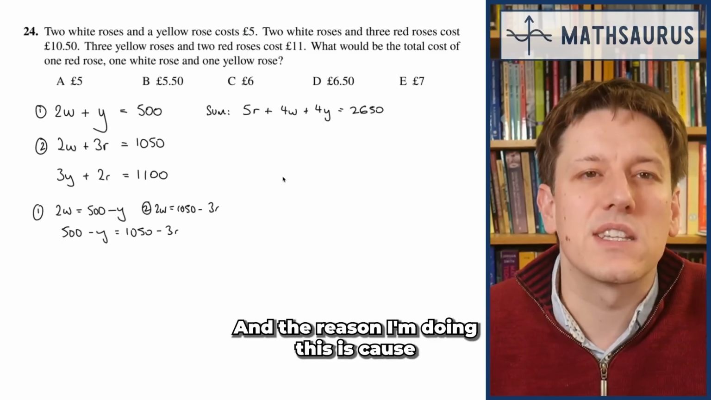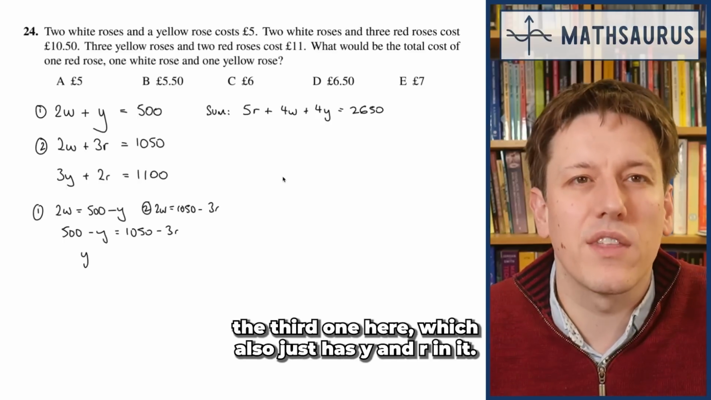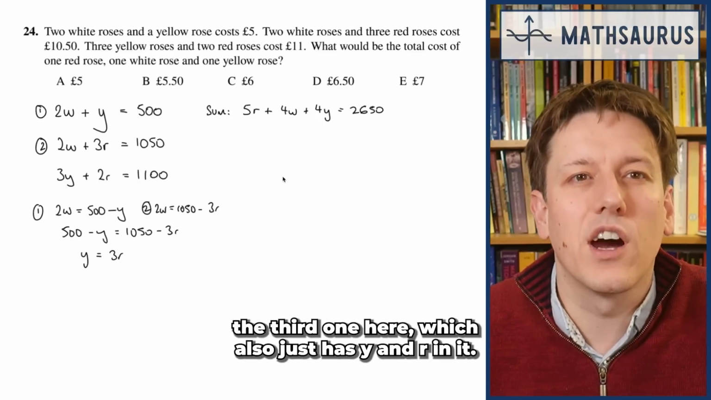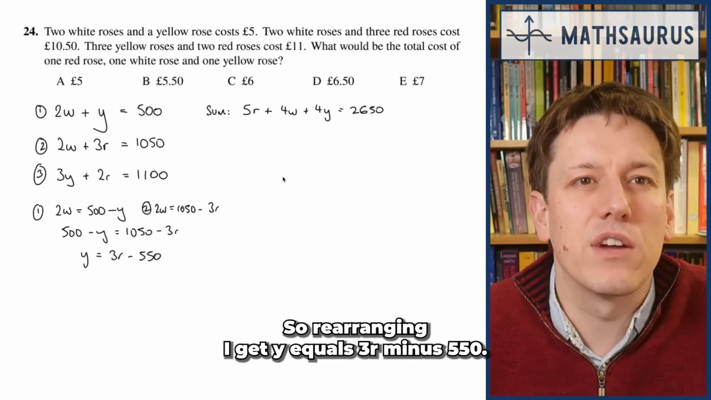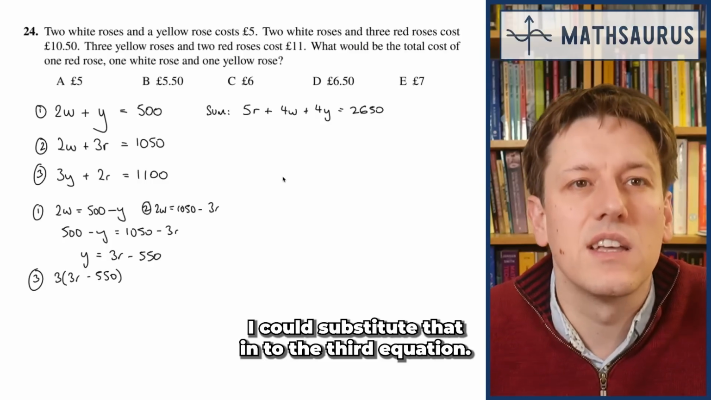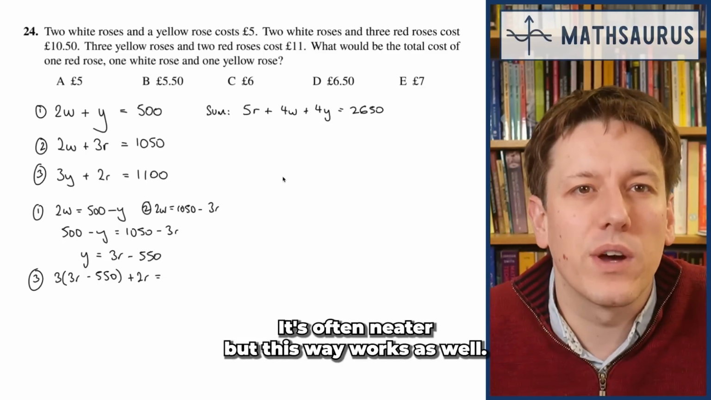And the reason I'm doing this is because that gives me an equation that has y and r in it, and then I've got another equation, the third one here, which also just has y and r in it, and I can solve those two simultaneously to work out y and r. So rearranging, I get y equals 3r minus 550. I could substitute that in to the third equation, or you could use elimination if you prefer. It's often neater, but this way works as well.